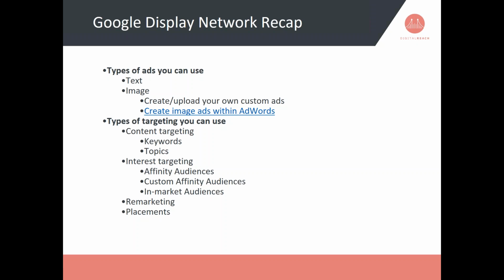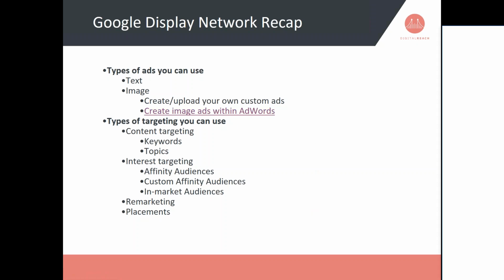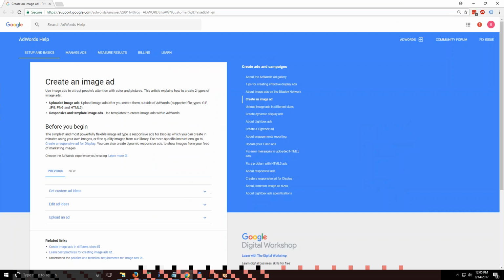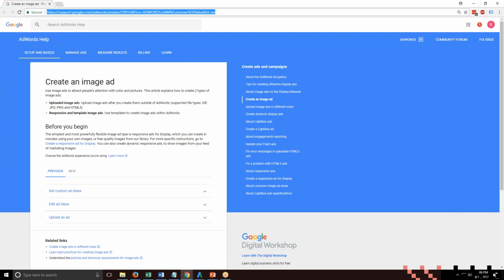One of the advantages of the Display Network is that we do get to use image ads. There's a couple ways of going about creating image ads. I think the most common way that most people do image ad creation is through AdWords. I do have a hyperlink here to their AdWords. I'll pull it up here, but if you just Google AdWords image ad creation, I think is what I looked up, you can find this support page here.